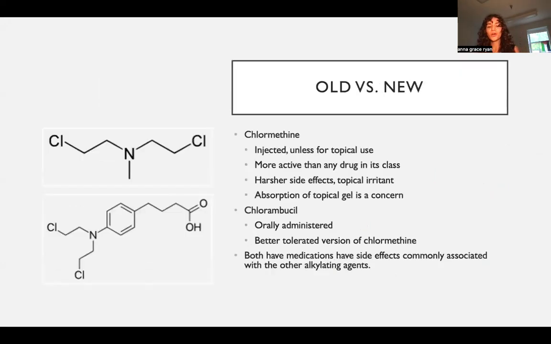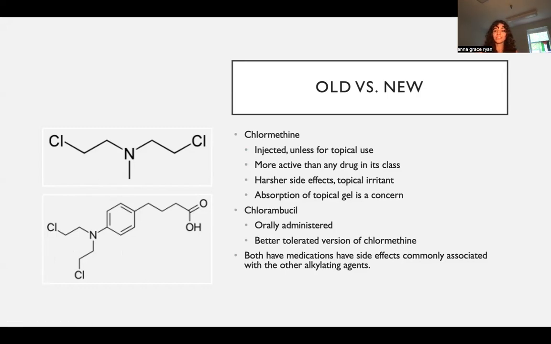Old versus new. So chlorambucil comes from chlormethine. Chlormethine is either injected or it has a topical use, but it's a skin irritant. It has harsher side effects, and absorption of the topical gel into the internal organs is actually a concern for researchers now. And if you look over to the left, you'll see the structure for chlormethine above and the structure for chlorambucil below. And what I want to note is that they really don't look that different. And so chlorambucil is a better tolerated version of chlormethine that does the same thing. And these areas right here are what end up leaving and bonding to the DNA.